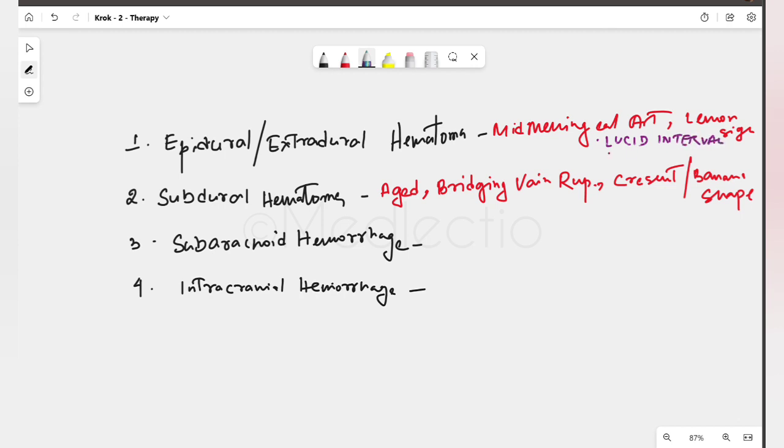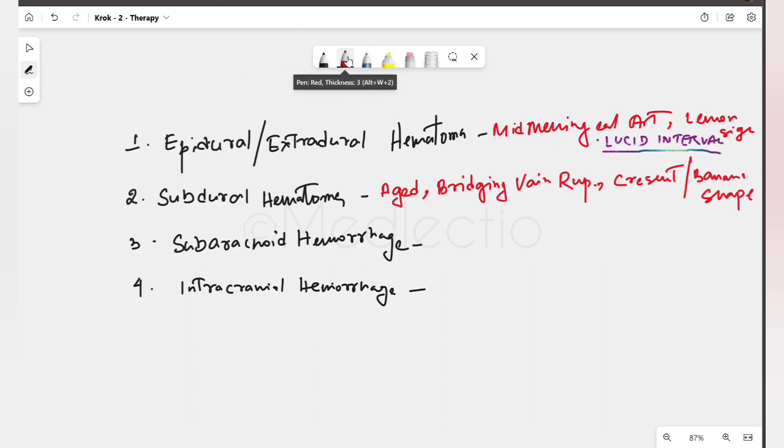So what is lucid interval? The patient will come with a history of accident or fall, and after the fall they say they are okay, they don't have any problem, and they went home. But after 1 hour or 2 hours or 6 hours, they will come to you with a complaint of unconsciousness. So after the accident they are all okay, but after a few hours they get symptoms of consciousness loss.